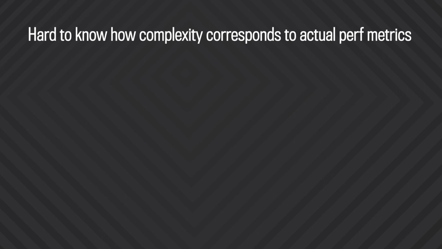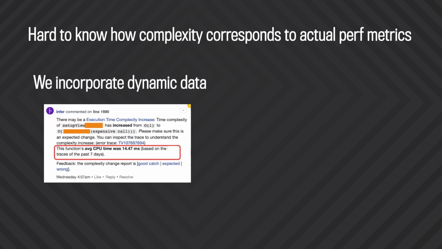Next, the other thing is that it is very difficult to know how the complexity corresponds to actual perf metrics. To alleviate this, we incorporate some dynamic data whenever possible. If we have some profiling information, in addition to the complexity report, we will tell the developer, hey, this function's average CPU time originally was X milliseconds.